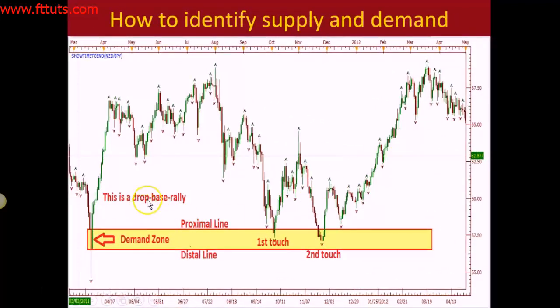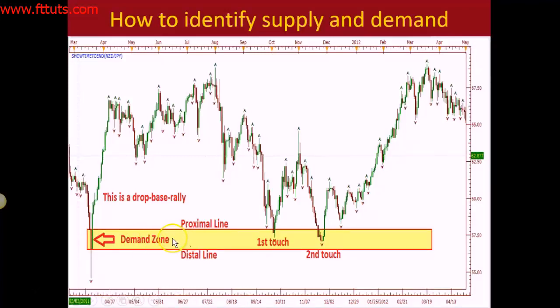So this is a drop base rally. Basically, the market dropped, then it based, and it only based for 1 candle and took off. That was a drop base rally, and then as price comes back to that level, however long later, a couple months later, 6 months or so, price touches this level and then moves to the upside. You get a second touch, and then the market really takes off, giving you a very good trade off of this supply and demand zone.